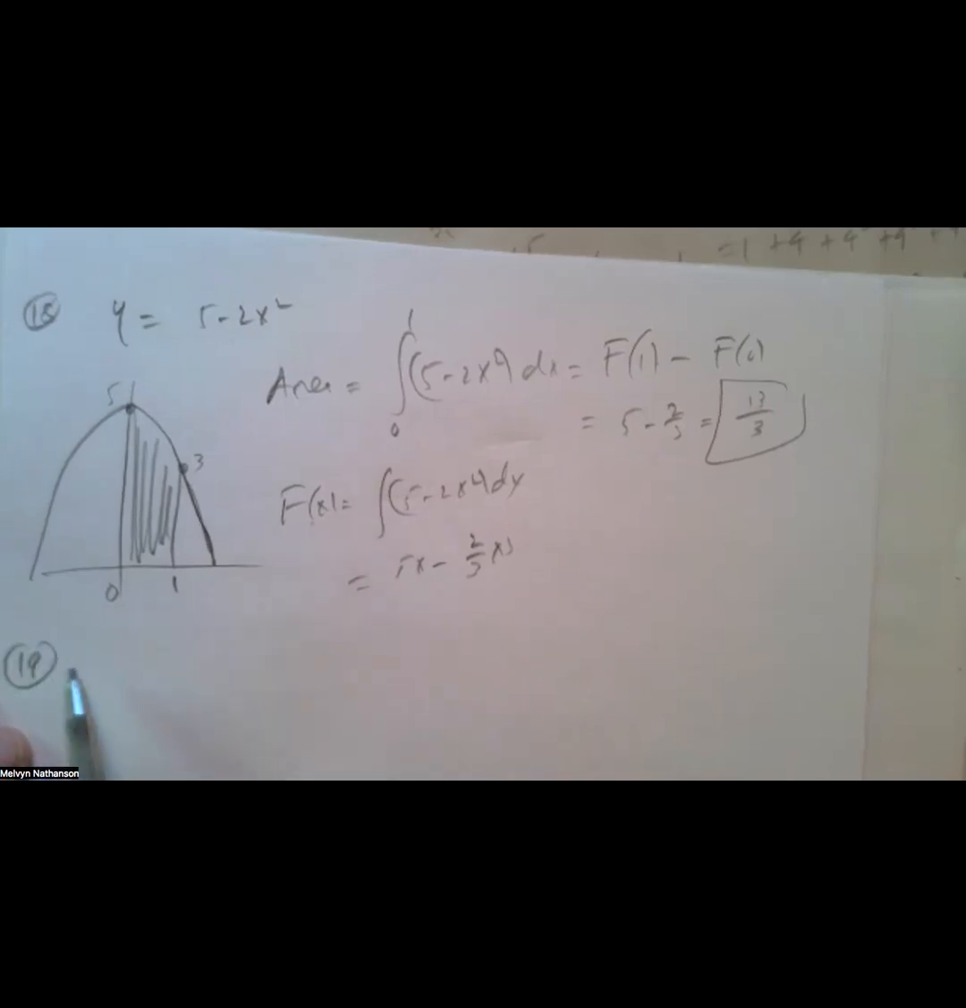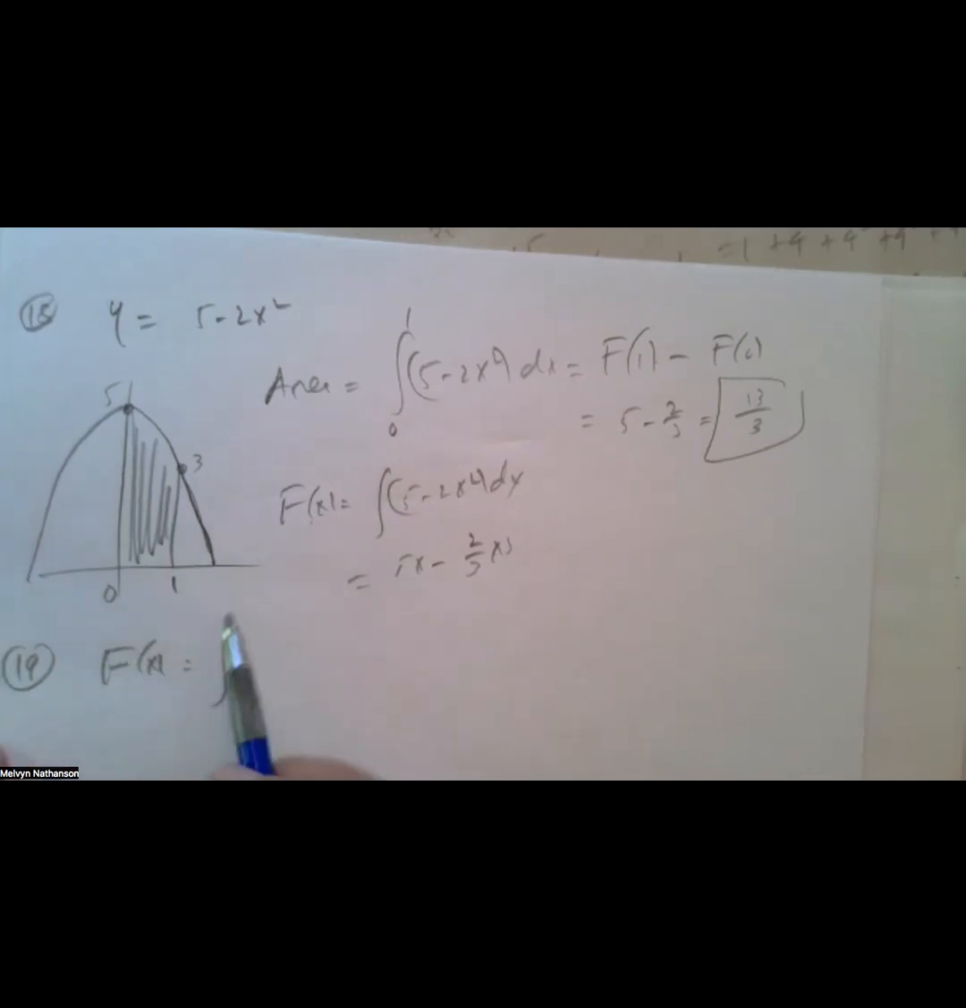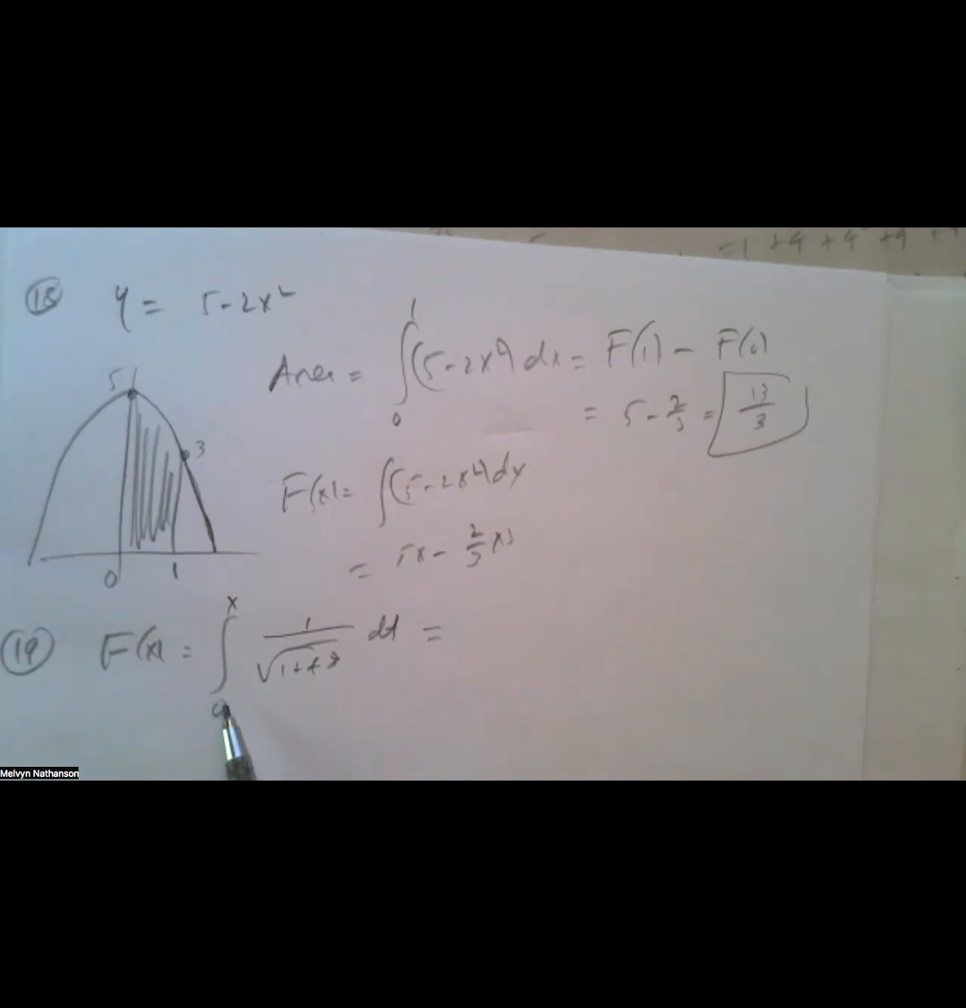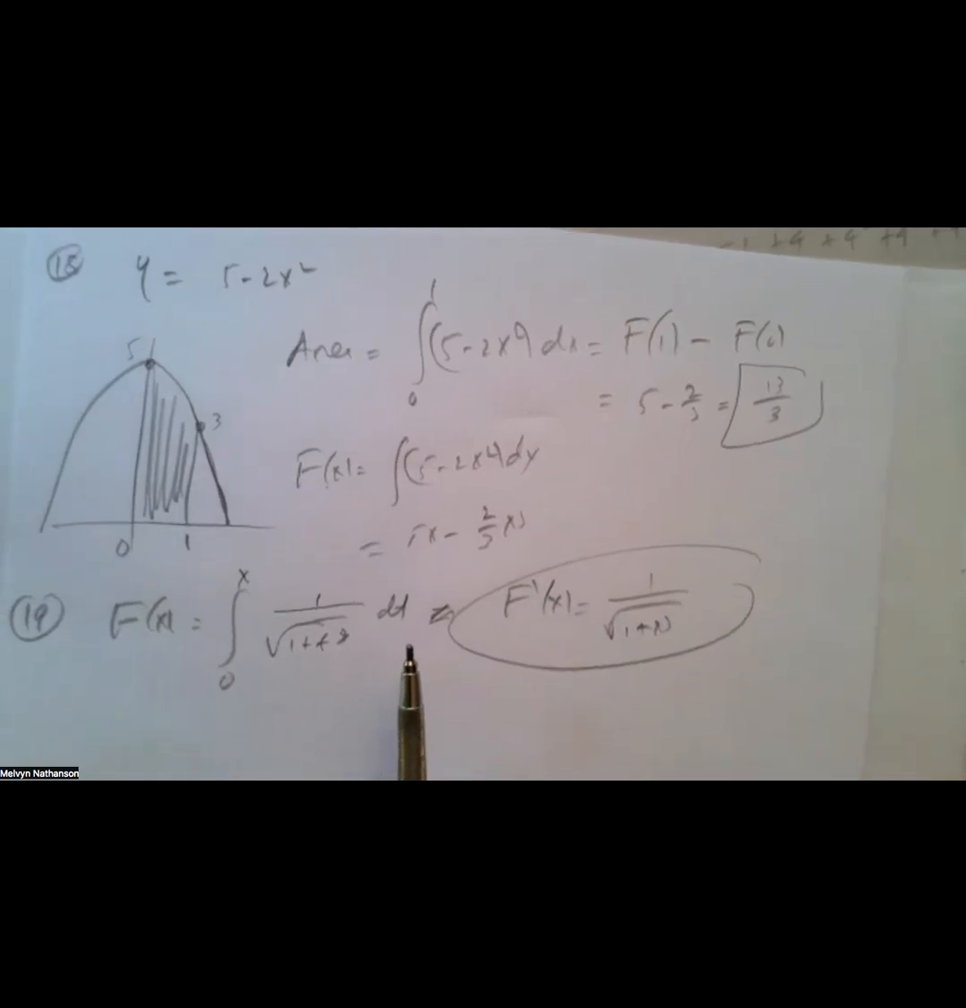Problem 19, we have a function f of x, which is an integral from 0 to x of the function 1 over the square root of 1 plus t cubed dt. If you have a function which is an integral from a fixed lower point of integration 0 to x of some function, the fundamental theorem of calculus says the derivative of this is just the function at x, 1 over the square root of 1 plus x cubed. This is just immediate from the fundamental theorem of calculus.